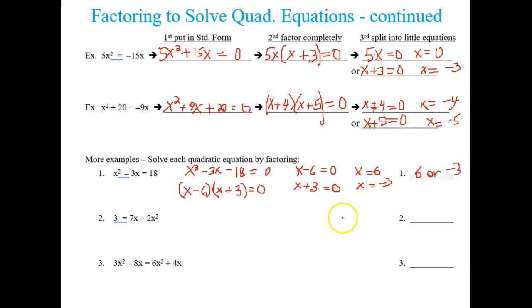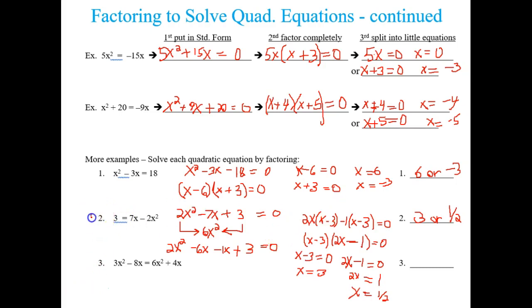All right. So then the next example, I would recommend everything being moved over to the left side so that your 2x squared term is positive. But go ahead and pause the video and try that.